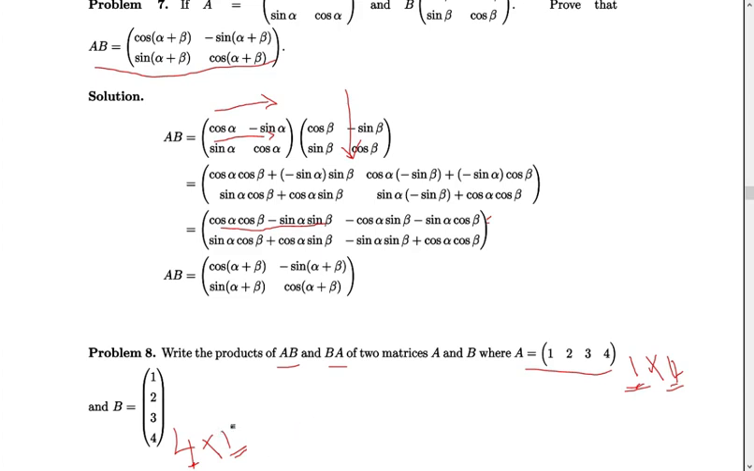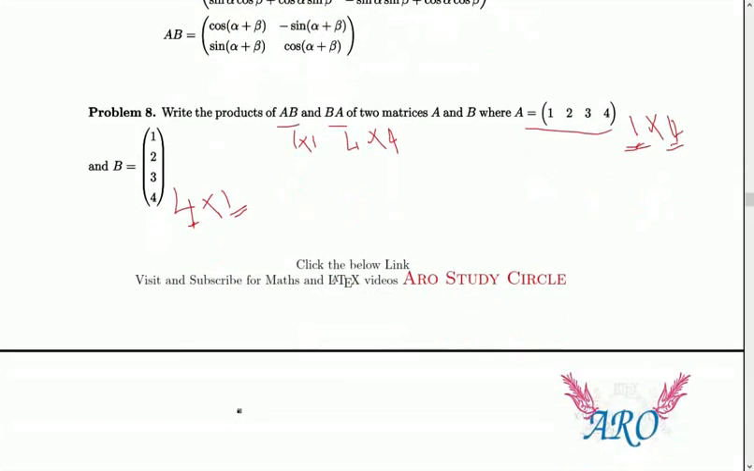Okay, what do you know about the order of the output matrices? For AB, A is 1 by 4 and B is 4 by 1, so AB is a 1 by 1 matrix. What about BA? B is a 4 by 1 matrix and A is a 1 by 4 matrix, so BA is a 4 by 4 matrix. This is the order of the output matrices. Okay, we are going to check.